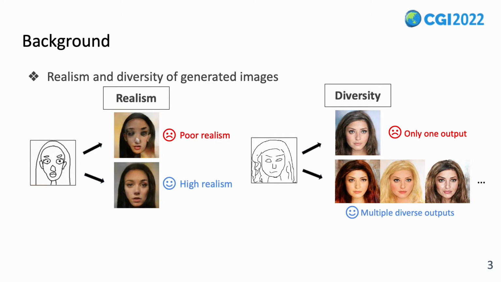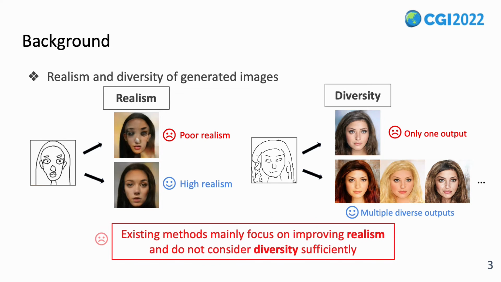Meanwhile, diversity is the output variation for a single sketch. Sketches are less informative and more ambiguous than photographs, so there are many possible candidates for the generated images. However, existing methods mainly focused on improving realism and do not consider diversity sufficiently.